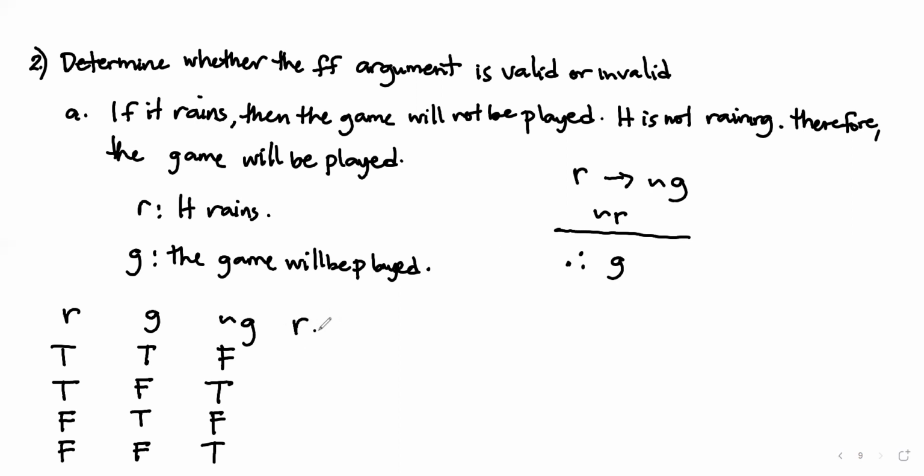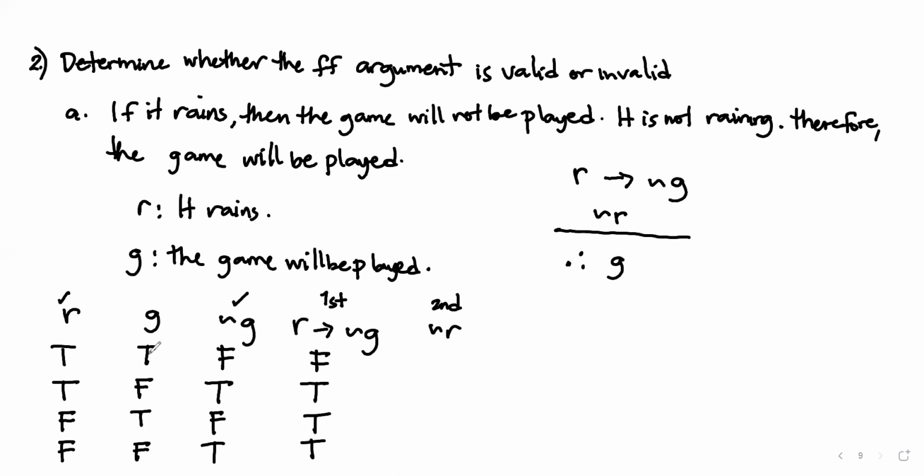Then the implication, R implies not G. So true implies false is false. True implies true is true. False implies false, that is true. False implies true, that is true. This is our first premise. Next, not R, our second premise.